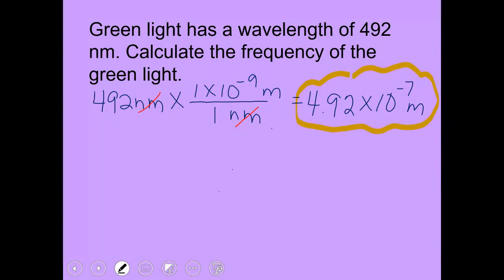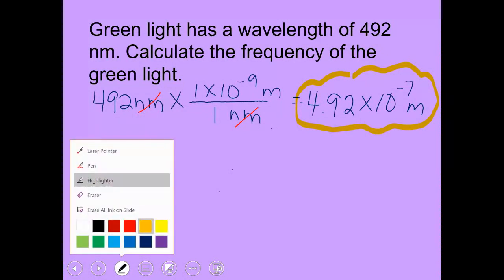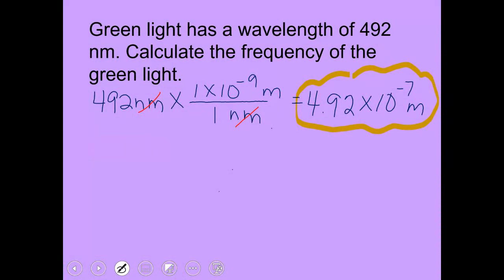Now, that's not the final answer. That's just the wavelength put into meters. What we're really trying to calculate in this is the frequency. So we got to go back to our equation, C equals wavelength times frequency. And if we want to solve for the frequency, got to pull out our algebra skills.